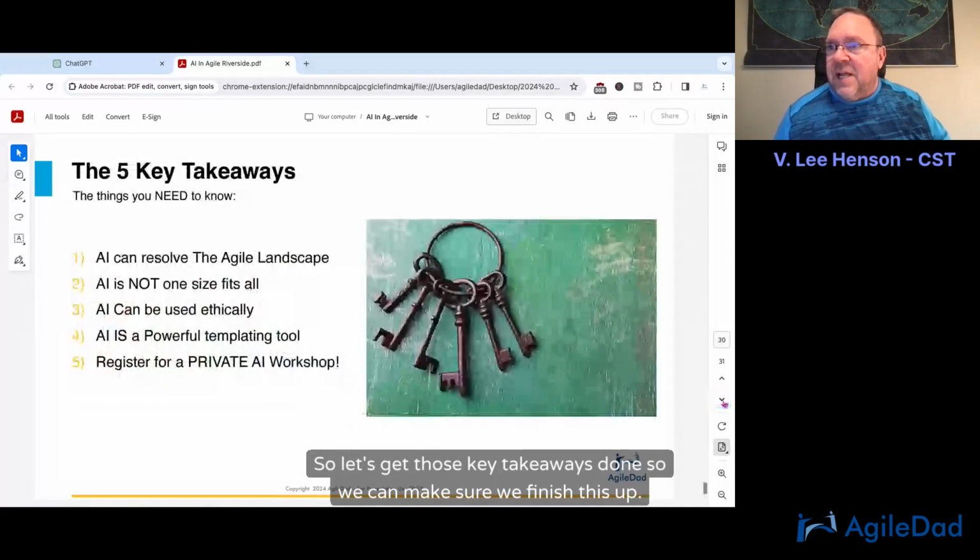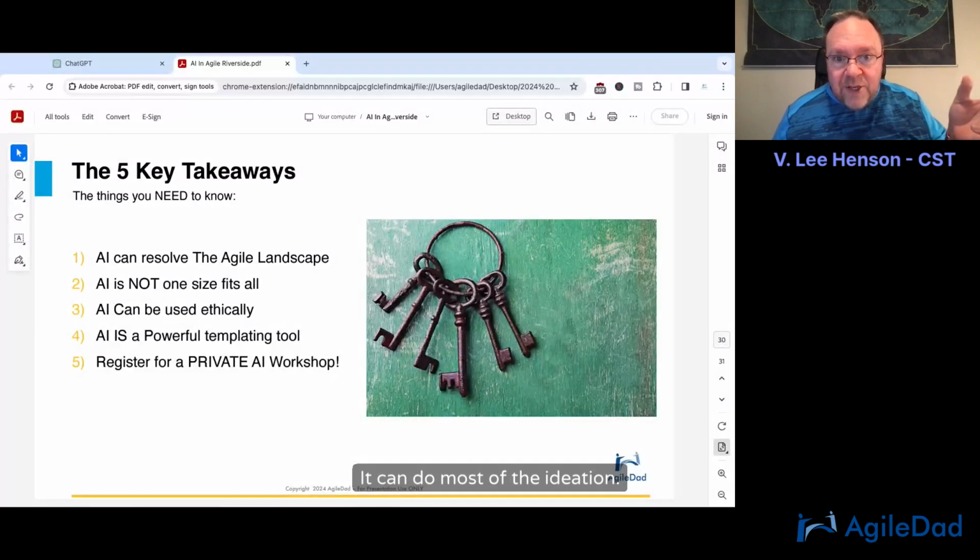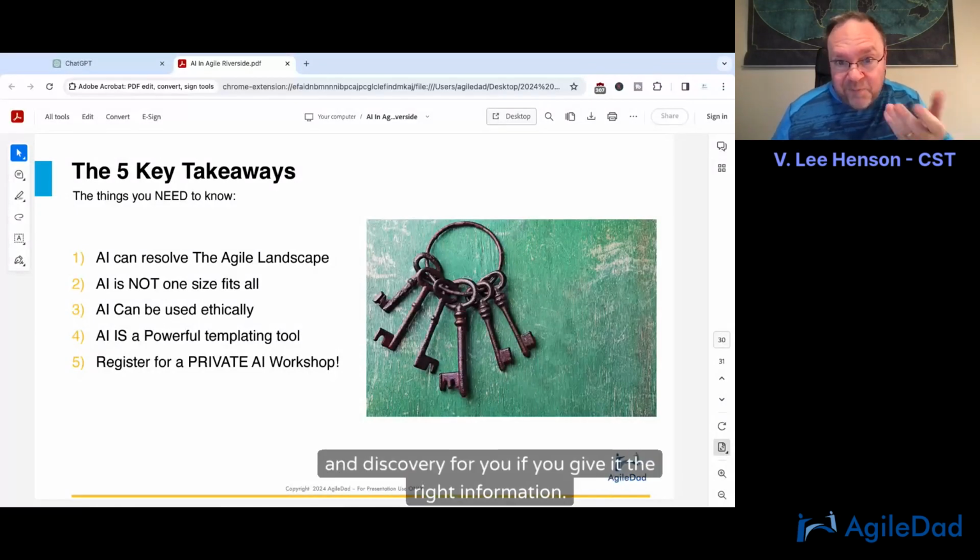So let's get those key takeaways done so we can make sure we finish this up. 1, AI can resolve that Agile landscape. It can do most of the ideation and discovery for you if you give it the right information.